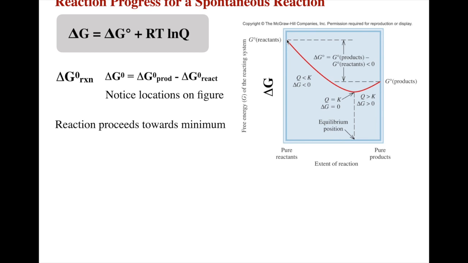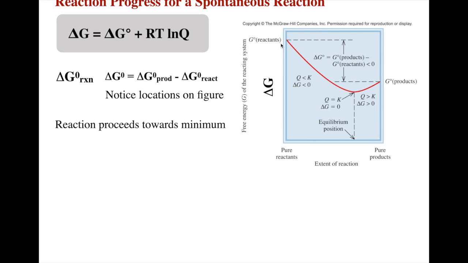Now, this would be the standard free energy of the reactants. This would be the standard free energy of the products. And delta G for the reaction, delta G standard, is the difference between these two. So that's the difference. Now, what happens if you proceed towards products?